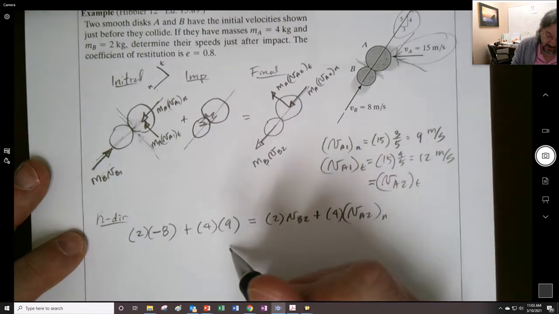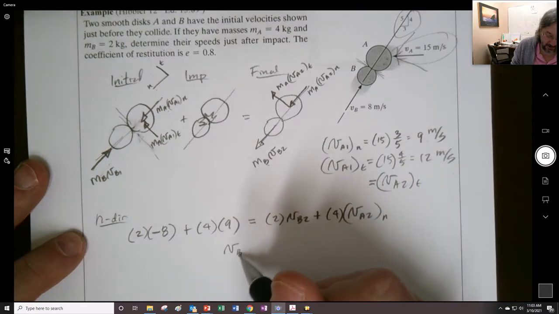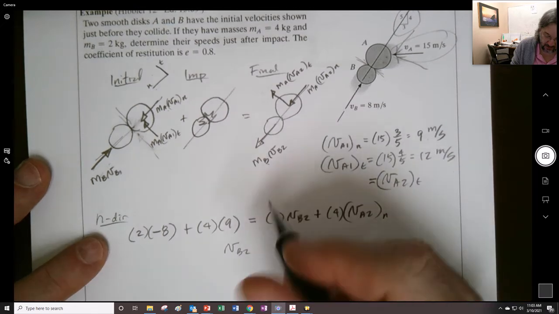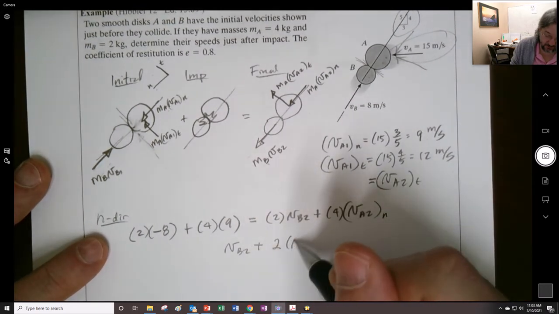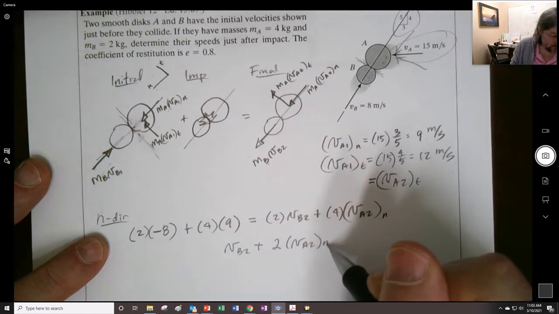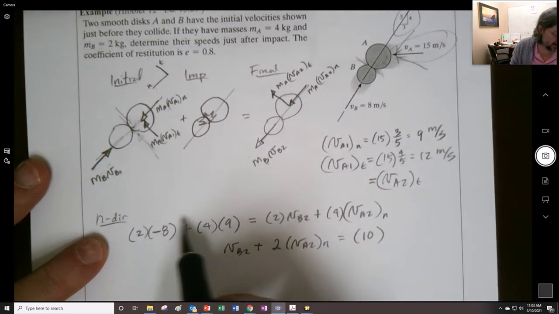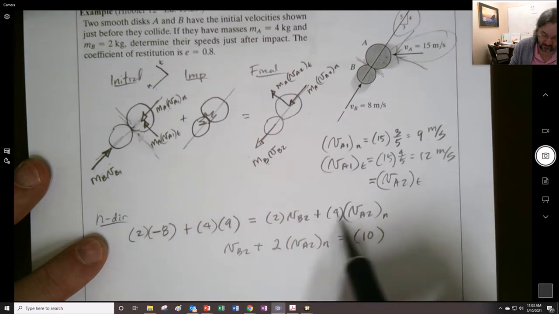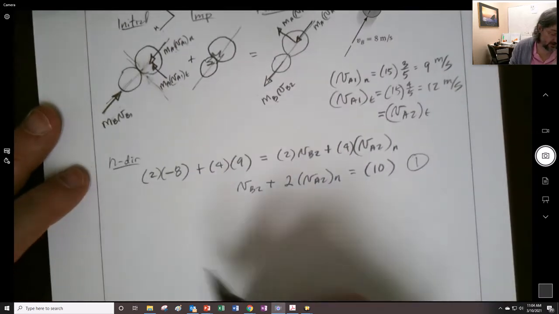If I manipulate this equation a little bit, I can divide by 2 all the way through, so VB2 plus 2 VA2 normal is going to equal, it's going to end up being 10, because when you add these two together, it's 20, and we're dividing by 2. So this is going to be our equation 1 that we have right here.